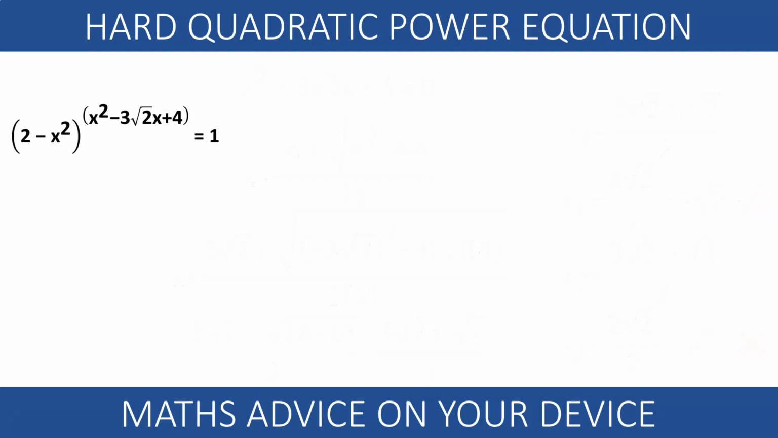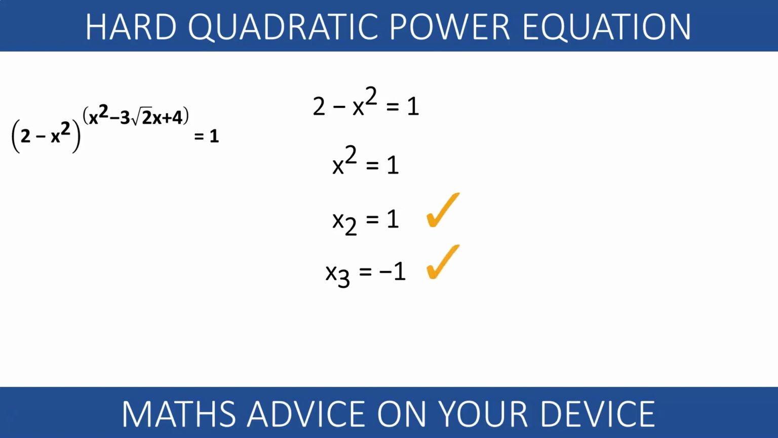Now, we need to find the values of x that make the base 1. The solutions are x equals 1 and x equals negative 1. These 2 are both valid solutions. Is that all? Have we found all the real solutions?